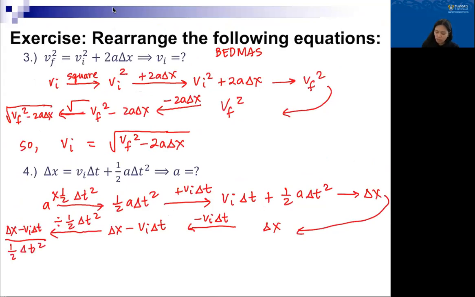Once you've done the division, you're now back to a, the variable that you want to isolate. So therefore, a is equal to delta x minus vi delta t divided by 1/2 delta t squared, right? Cool. Very long equation, but if you're methodical and just following the putting on of shoes and taking off of shoes method, hopefully it will not be too bad.